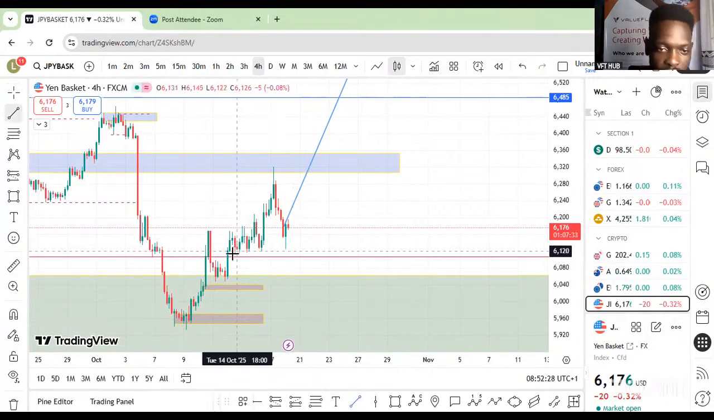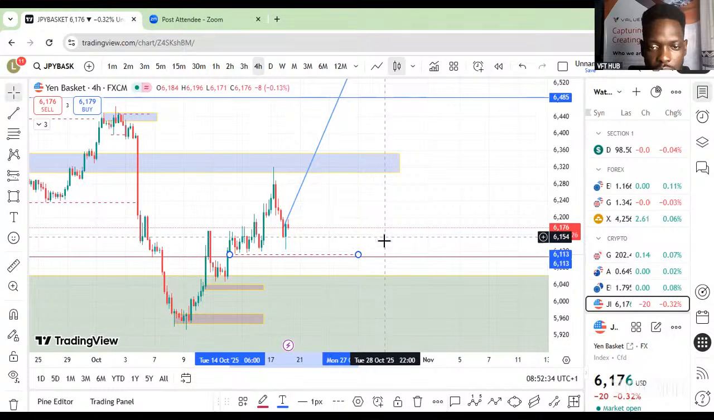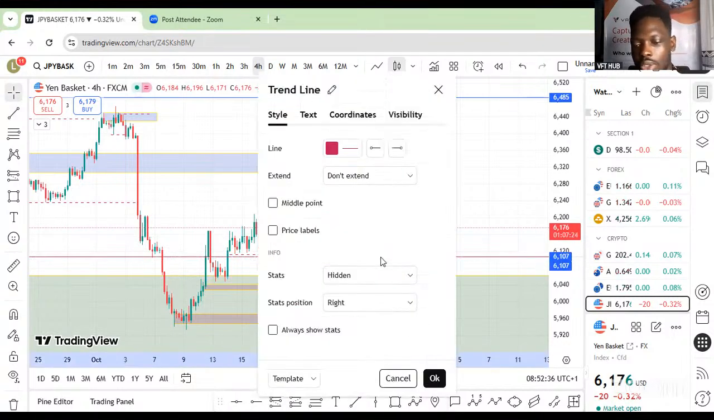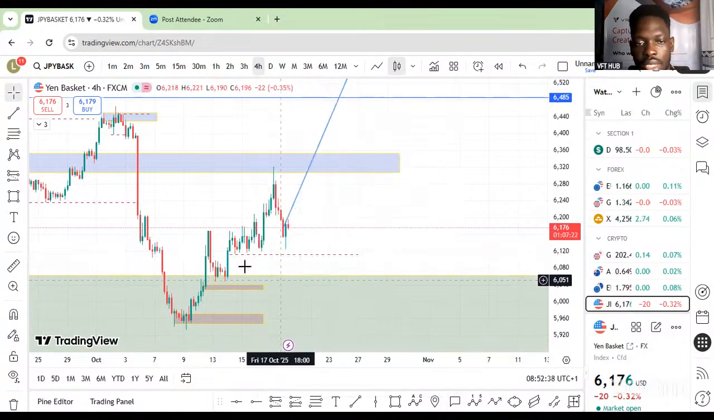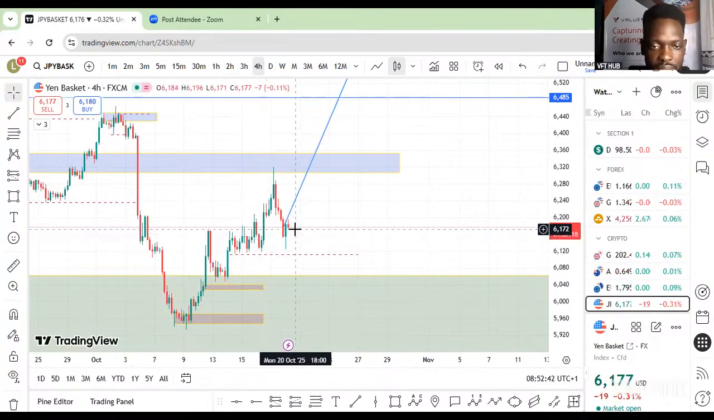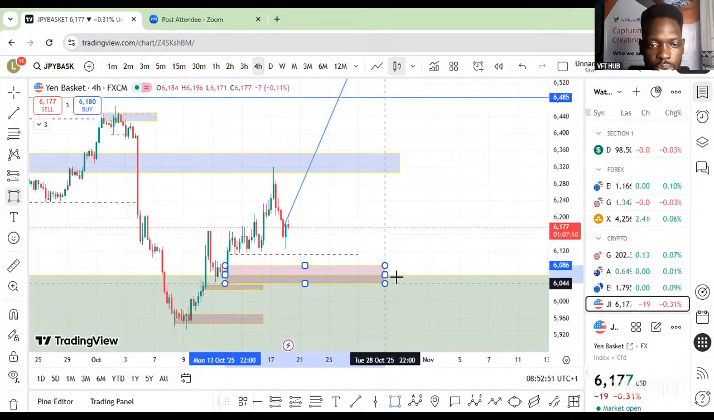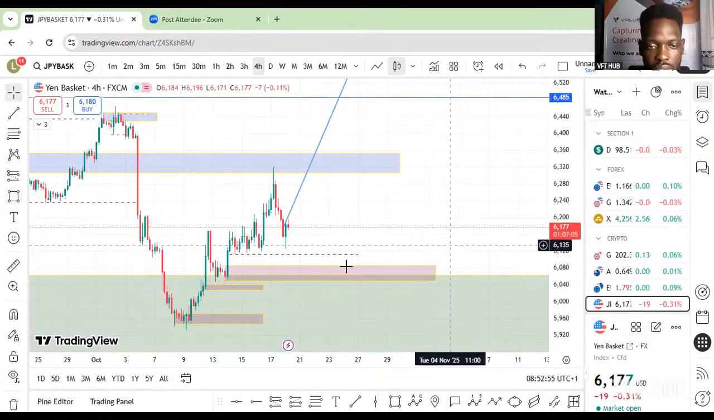Remember, this is one of the very good characteristics we know about the yen basket: building liquidity to grab it. So we are expecting price to come all the way and take out this liquidity level that we have on this 4-hour time frame. The right tendency we see that happen, and at the same time it may trade into the 4-hour order block which we have playing out here.